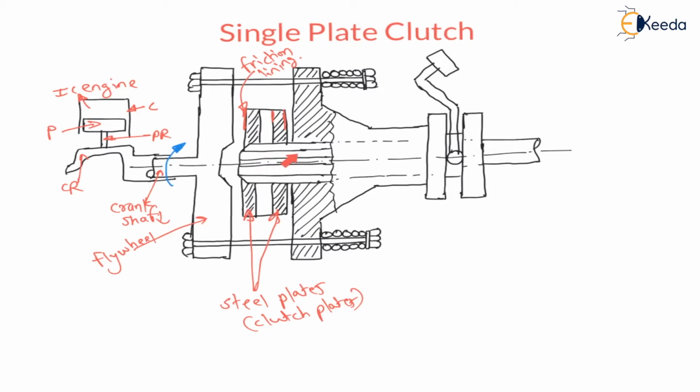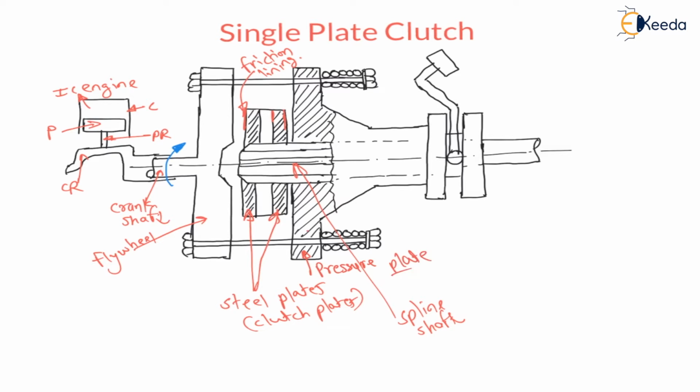There is a spline shaft, right. Now on the spline shaft the clutch plate is mounted. Now here it is a pressure plate. This plate is called the pressure plate.